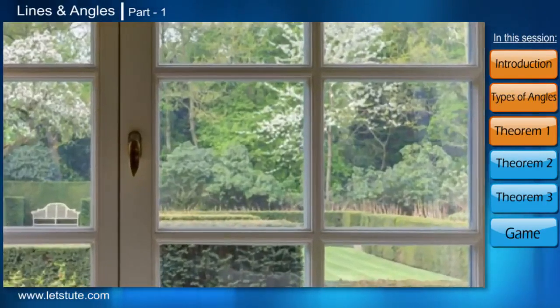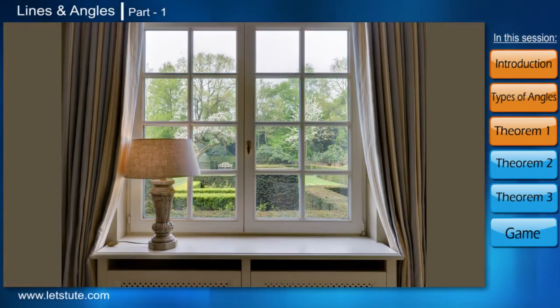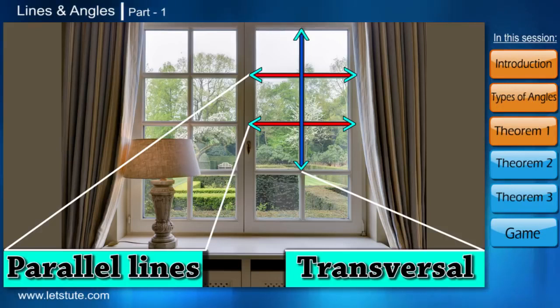Now, for instance, let's look outside the window. Oh wait, why don't we look at the window only? In here also, we can see that there are 2 parallel lines and a transversal is passing through the parallel lines. So now what do you think? What happens to the angles formed?